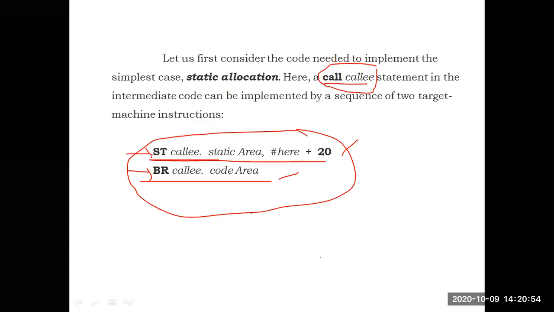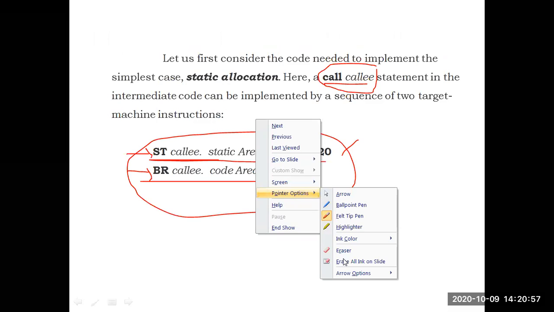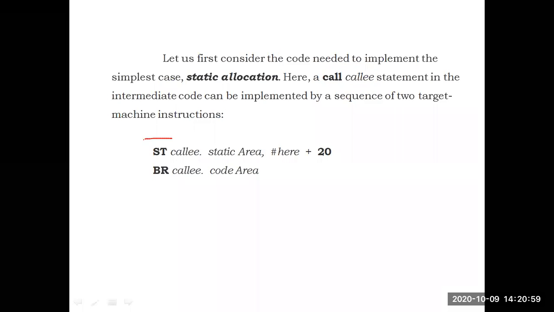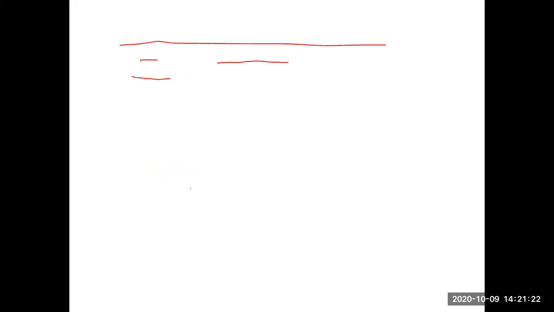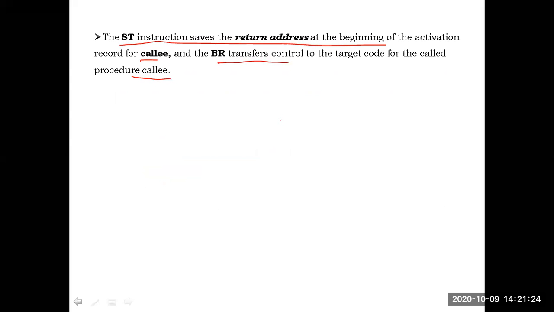What is the meaning of this? First the store instruction will store the return address, whatever the address of the return statement, in the ST. The ST instruction will store the return address of this Callee function, and the branch instruction will transfer the flow of control to the Callee function. Here Callee function means in our language the called function.